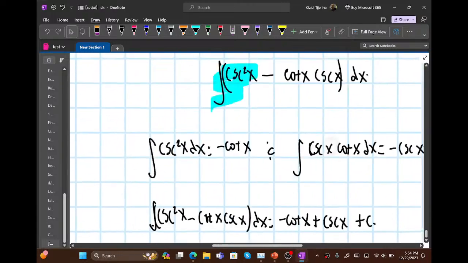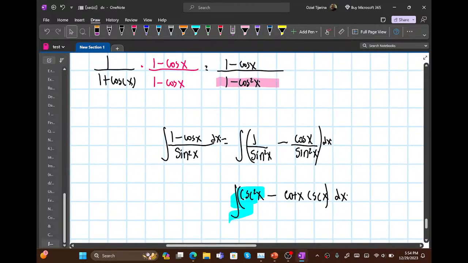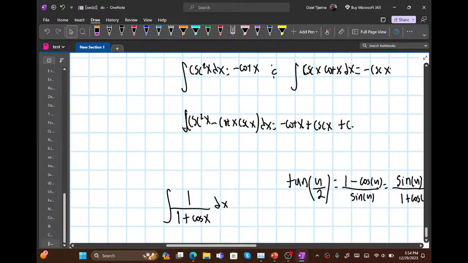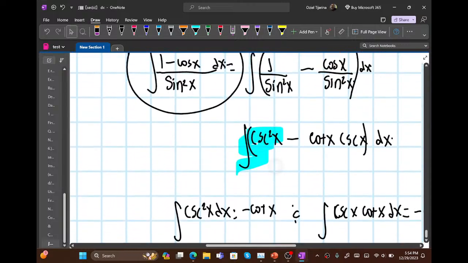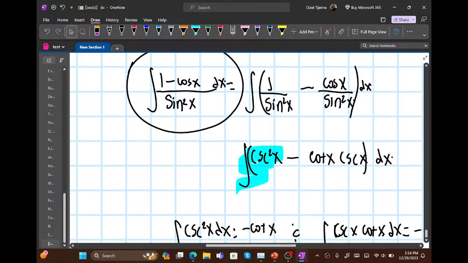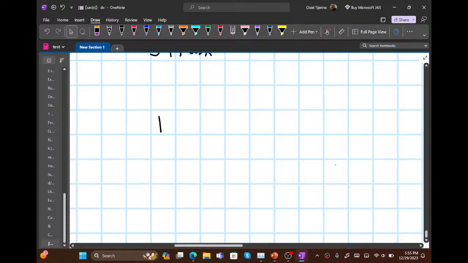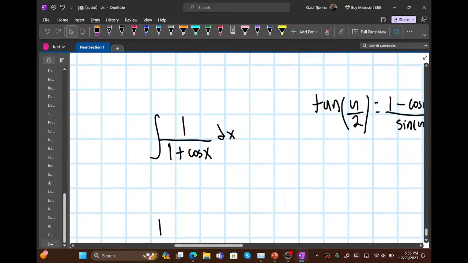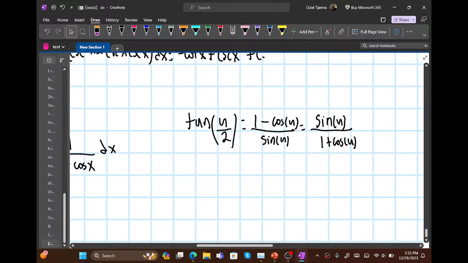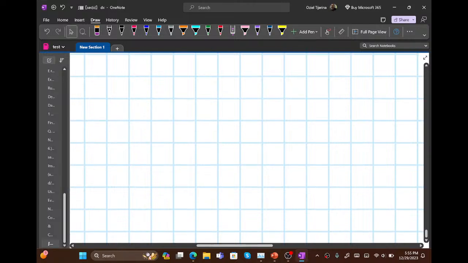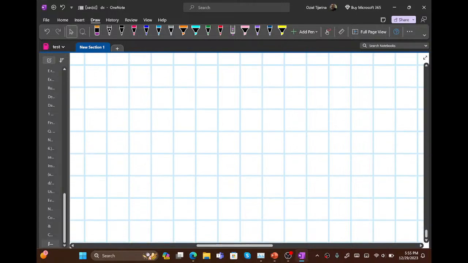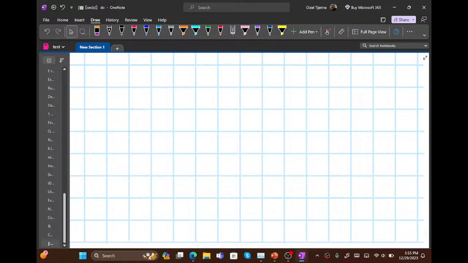If I rewrite this the following way, let me do this. Hold on. I'm going to say that 1 minus cosine x over sine squared x, the cosine x over 2 identity. Where is that? Hold on.